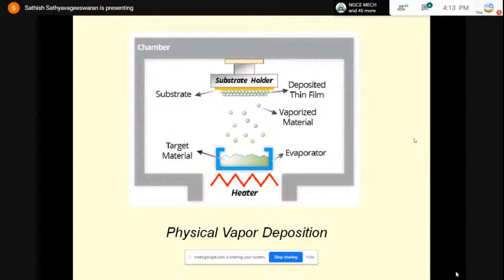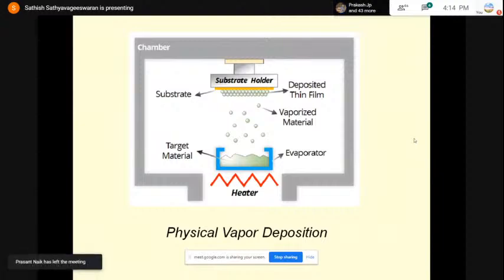Here the principle is very simple. You are going to heat the target material, it will evaporate, and finally the vaporized target material will be deposited over the substrate. So this is a simple technique, but the parameters which control the quality of the coating are: first one is the purity of your target material, then the purity of the base material or substrate, then moreover the distance between the target material as well as substrate. So these all will affect the quality of the coating.